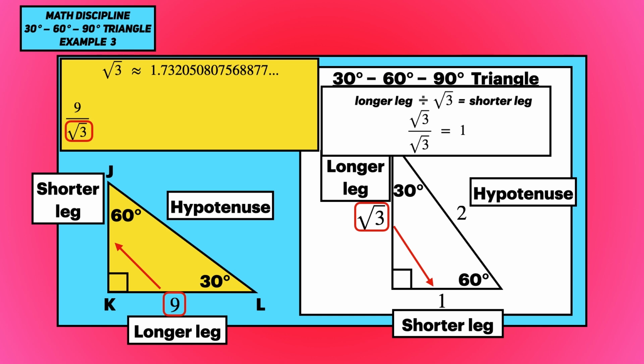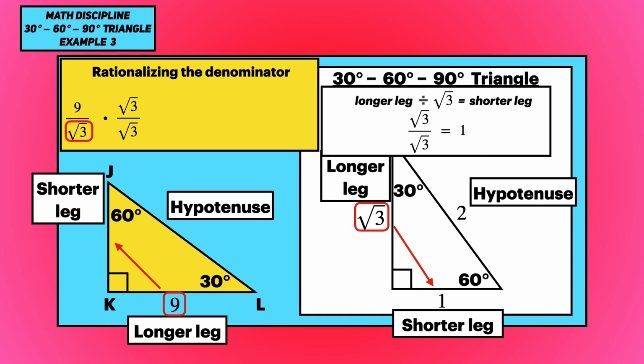The way we do this is through a process called rationalizing the denominator. To do this, we're going to take the radical that is in our denominator, in this case the square root of 3, and we're going to multiply both the numerator and the denominator by the square root of 3. Notice that the square root of 3 divided by the square root of 3 is equal to 1. So we're multiplying 9 over square root of 3 by a fraction that is equivalent to 1, which allows us to rewrite 9 over square root of 3 in a way that will no longer have an irrational number in the denominator without changing its value.